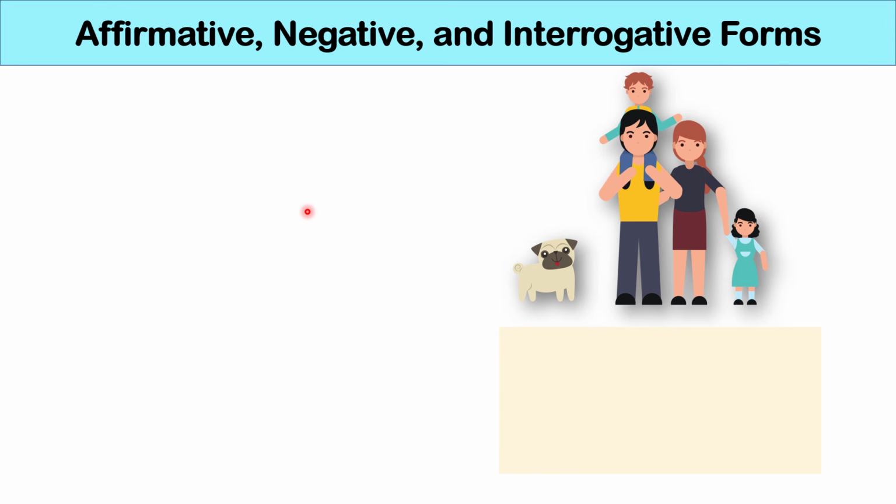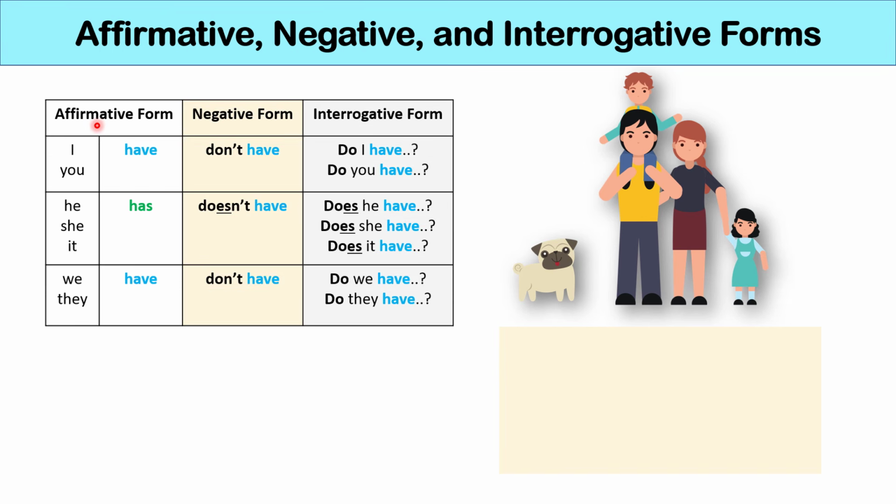Now let's talk about the affirmative, negative, and interrogative forms of the verb have. In the affirmative form, I have, you have. In the negative form, I don't have. And in the interrogative form, do I have, do you have?